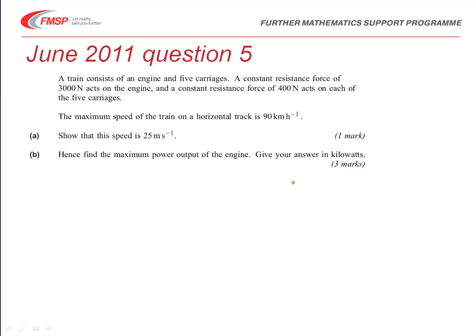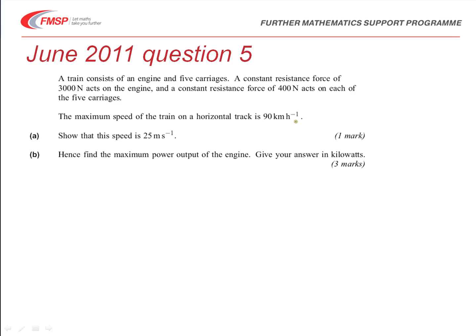We have an engine with 5 carriages. There's a constant resistive force of 3000 newtons on the engine, and on each of the carriages 400 newtons. The maximum speed of the train is 90 kilometers per hour. So, first part says show that the speed is 25 meters per second.